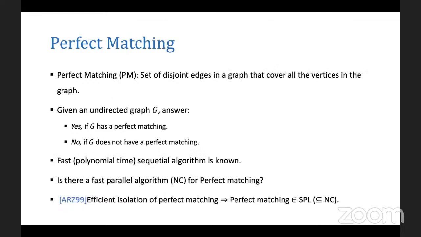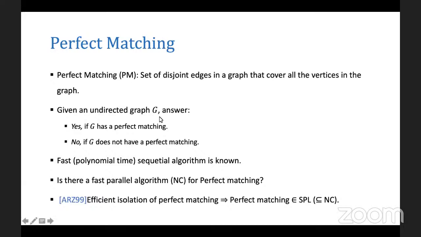Perfect matching in a graph is defined as a set of disjoint edges in the graph, such that each vertex falls on exactly one edge in the set. In the perfect matching problem, we are given a graph, and we need to answer whether there exists a perfect matching or not.